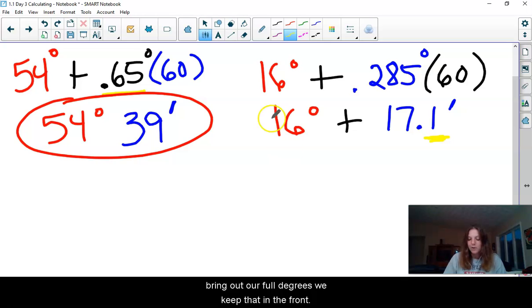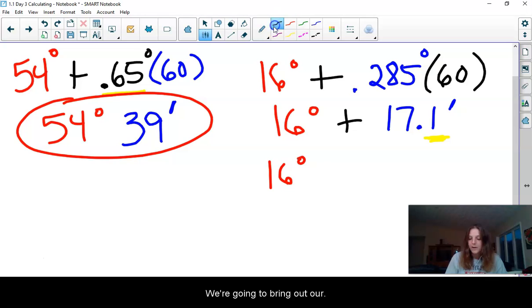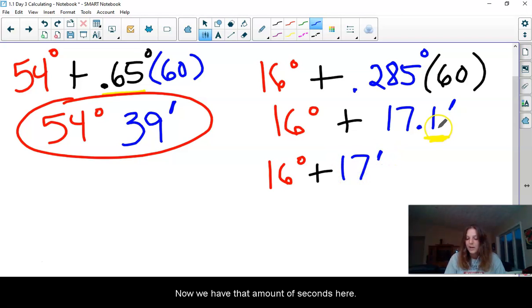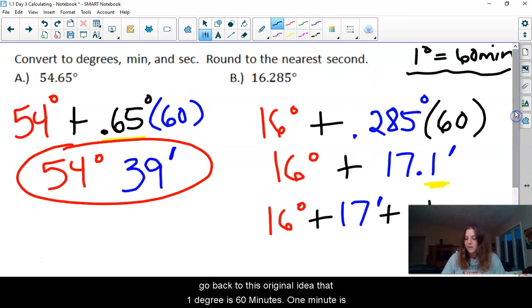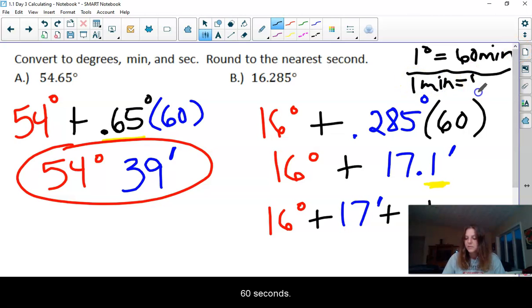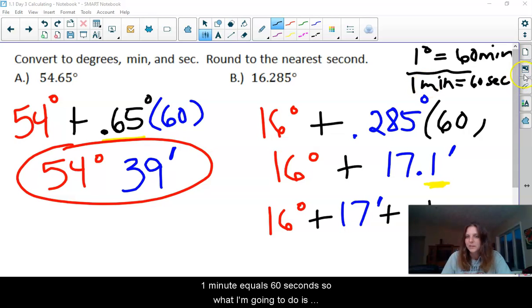So we have to bring out our full degrees. We keep that in the front. We're going to bring out our full amount of minutes, which is 17. And now we have that amount of seconds here, this 0.1. To figure out how many seconds that represents, go back to this original idea. 1 degree is 60 minutes. 1 minute is 60 seconds. Oops, that didn't write very well. 1 minute equals 60 seconds.